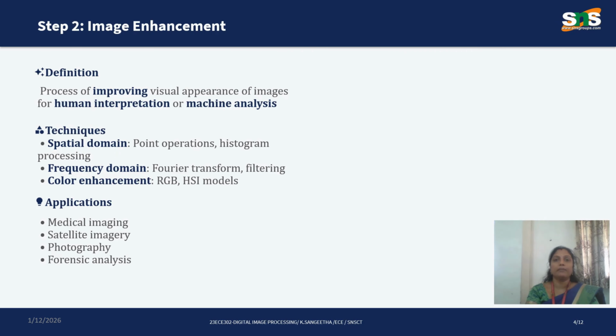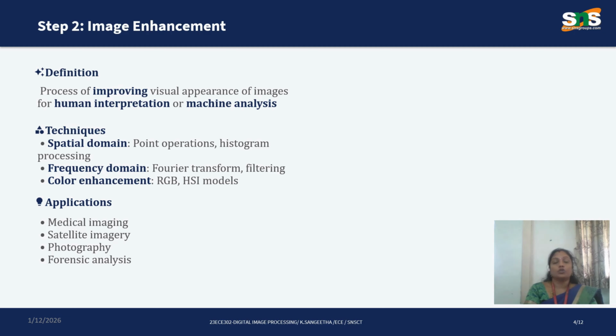The next one is image enhancement. Image enhancement means improving the quality or visibility of the image. The process involved in this step is to improve the contrast and brightness of the image. There are two domains: the spatial domain and the frequency domain. In the spatial domain, for example, point operators and histogram processing come under it. In general, in the spatial domain, the image is directly manipulated in the image plane itself.